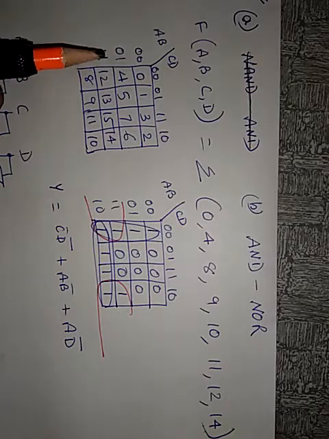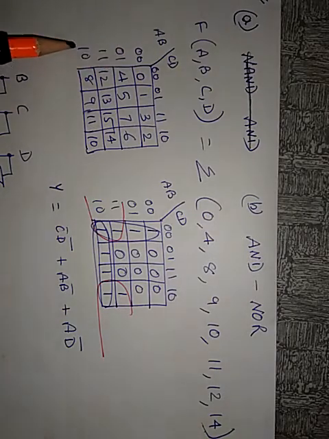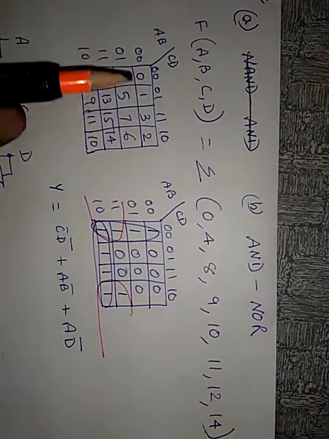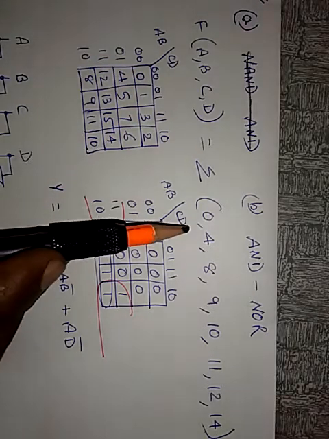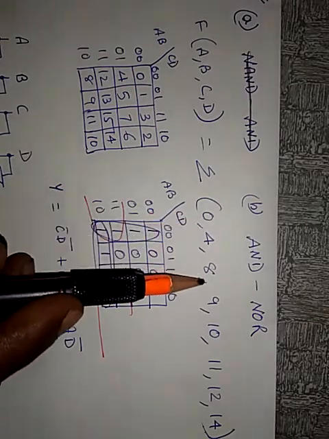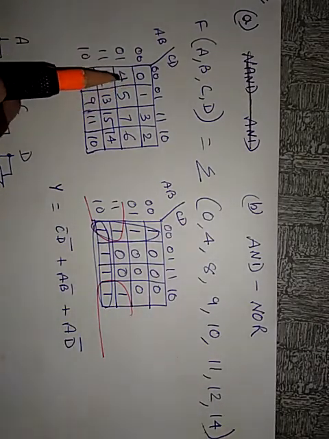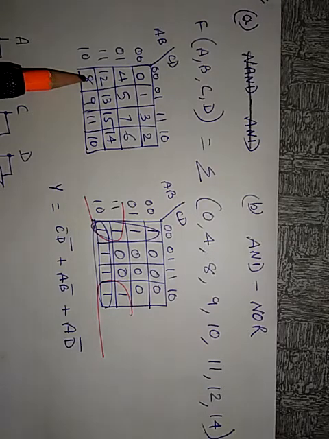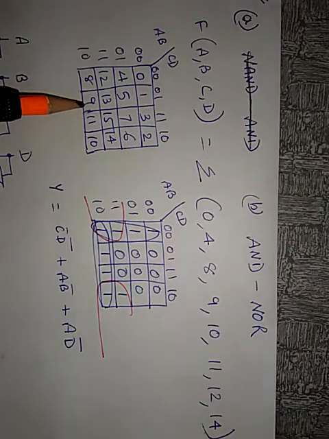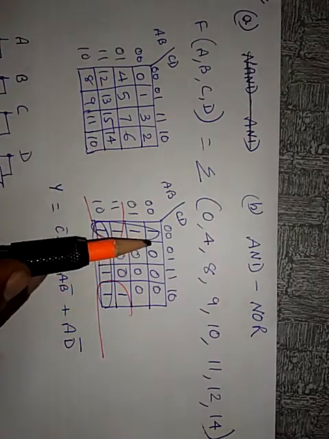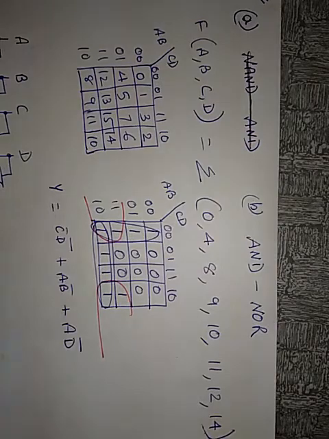Now ABCD: 0, 0, 0, 1, 1, 0, 1, 1, 0, 0, 0, 1, 1, 0, 1, 1. You fill up the decimal values. So for 0, 4, 8, 9, 10, 11, 12, 14, you fill up 1. All other boxes you fill up with 0.